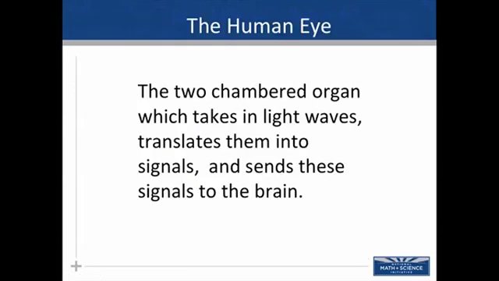When we look at the eye, it is a two-chambered organ. It takes in light waves and translates those light wave signals into signals that your brain can understand and recognize as images. So I'm going to show you part of this video that describes just the basic structural anatomy of the eye.